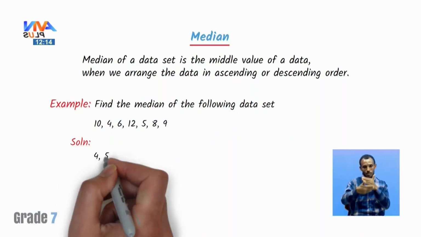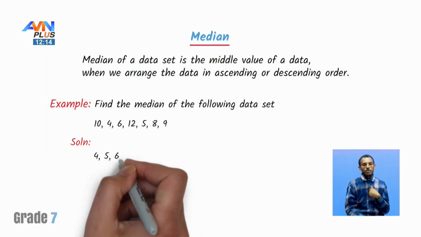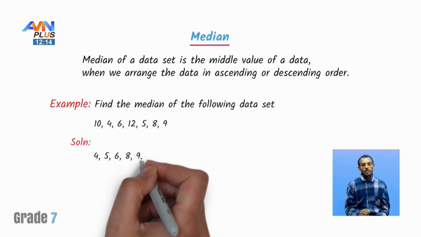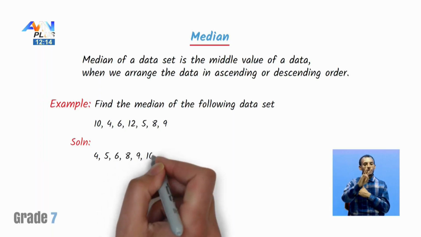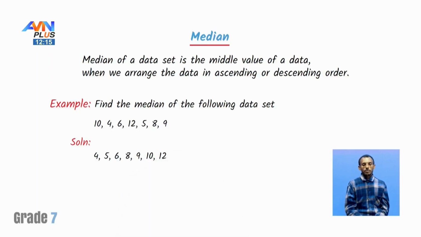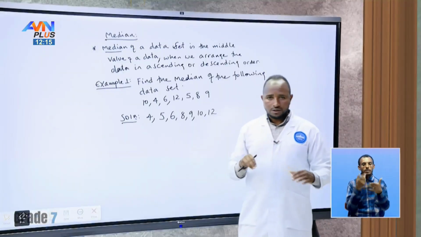Next to 4, you have 5. Next to 5, we have 6. Next to 6, we have 8. Next to 8, we have 9. Next to 9, we have 10. Let's count it. We have 1, 2, 3, 4, 5, 6 data. What number is remaining? 12. Okay, so we arranged this data set in ascending order.